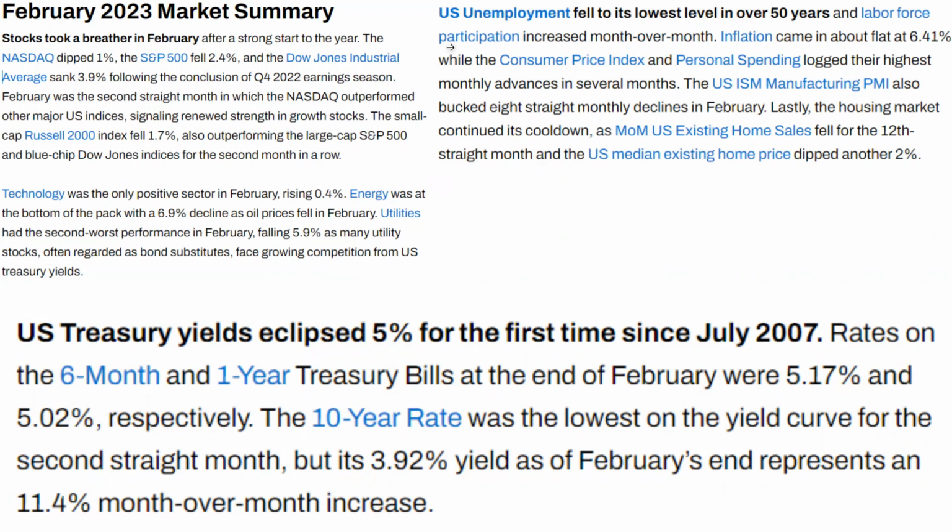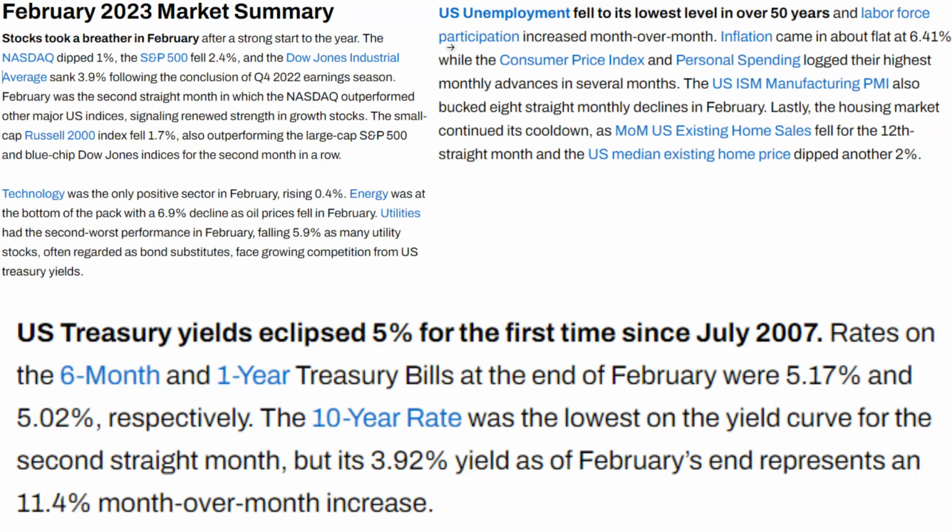Tech was the only positive sector in February, rising about 0.4%. Energy was at the bottom of the pack with a 6.9% decline as oil prices fell in February. Utilities had the second worst performance in February, falling 5.9%, as many utility stocks, often regarded as bond substitutes, face growing competition from U.S. Treasury yields.